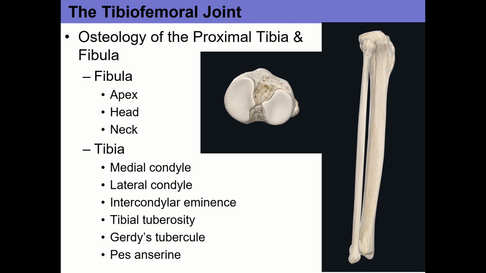And so it articulates with the medial condyle of the femur. And then we've got the lateral condyle, obviously the other side. So the lateral condyle, the smaller of the two there, is going to articulate with the lateral condyle of the femur.